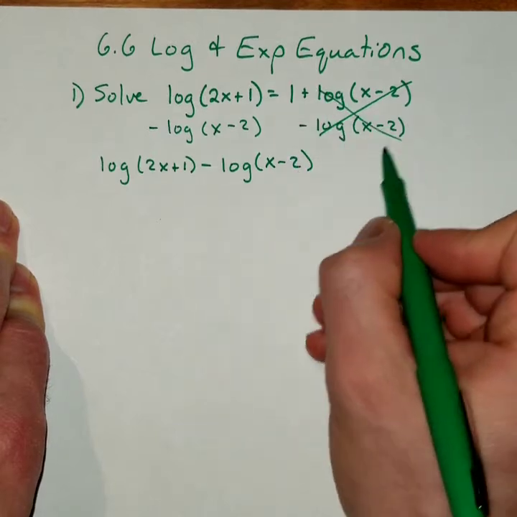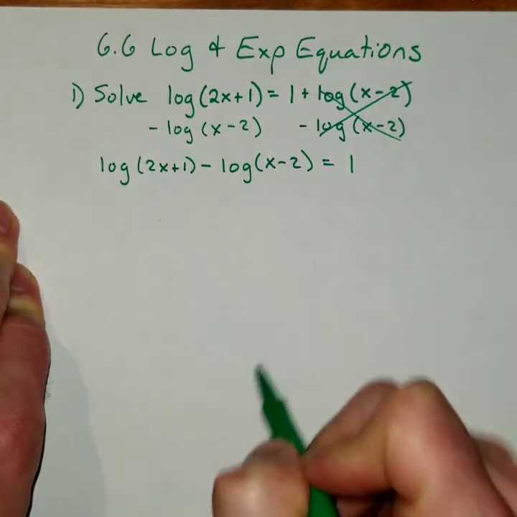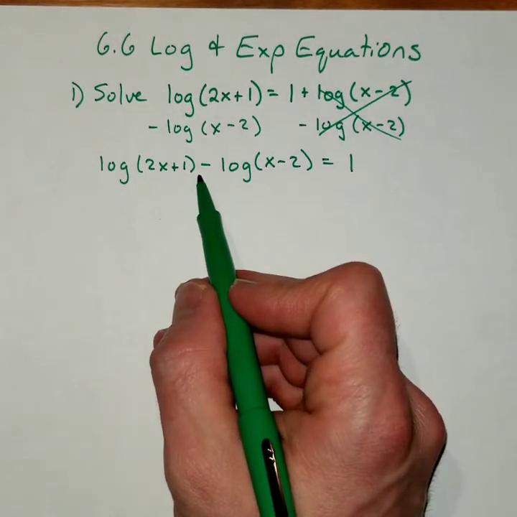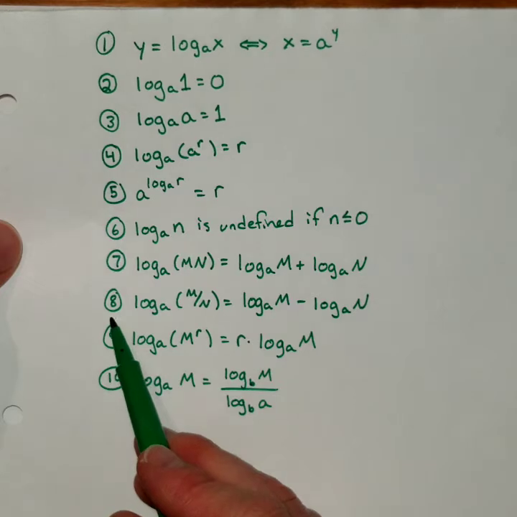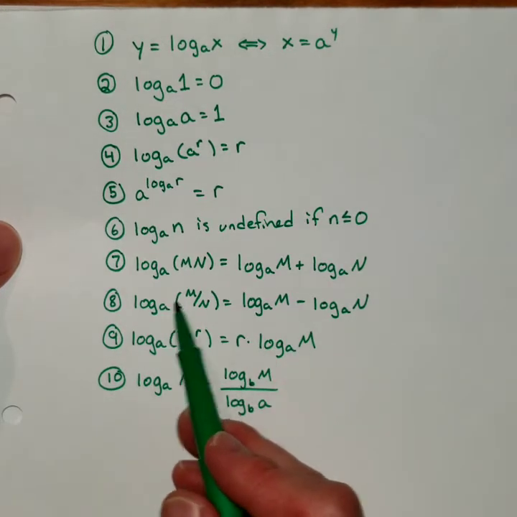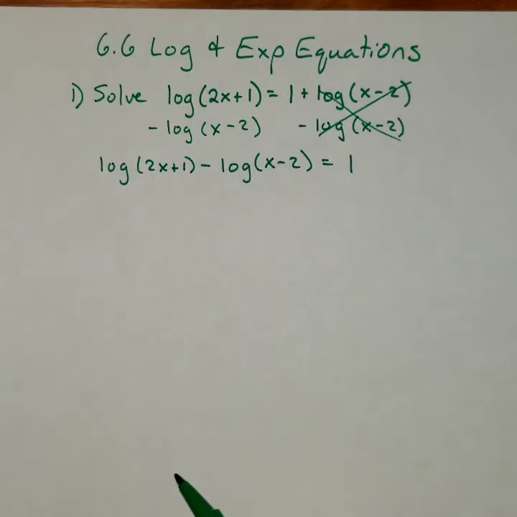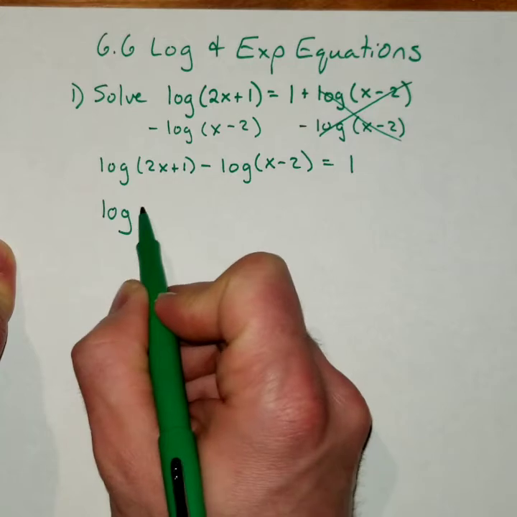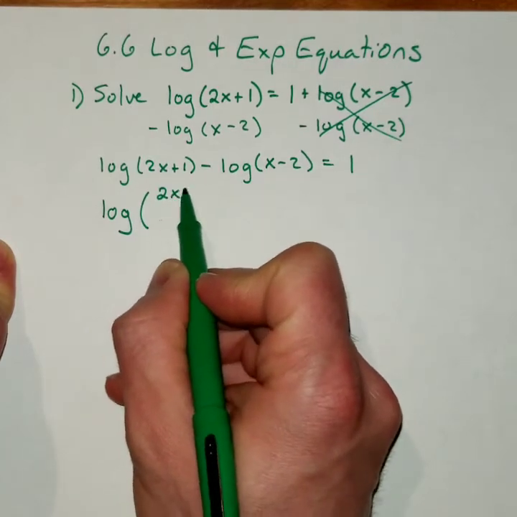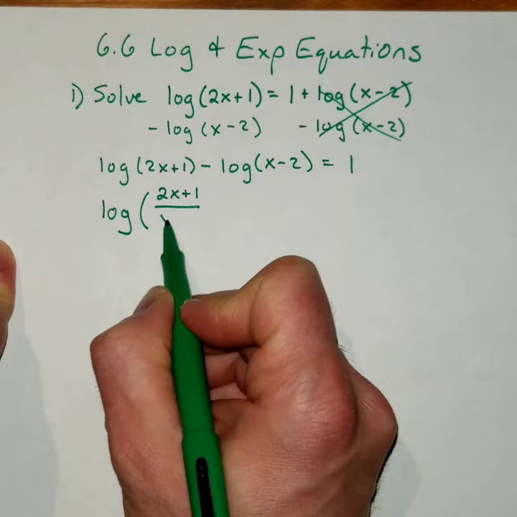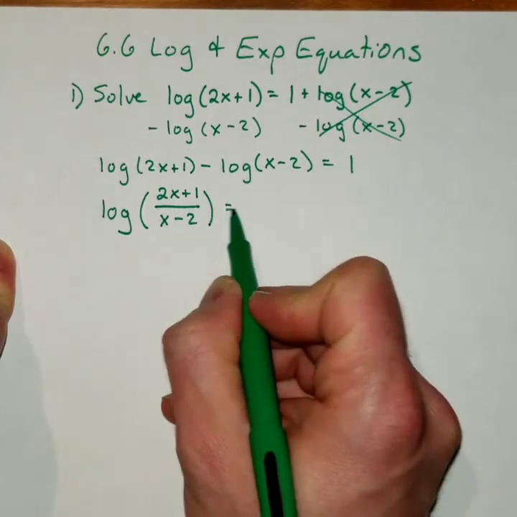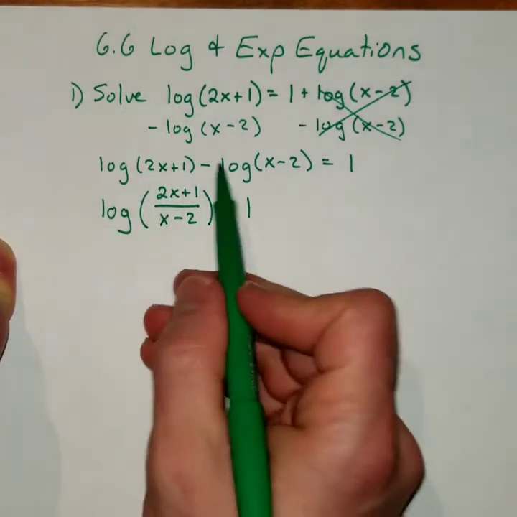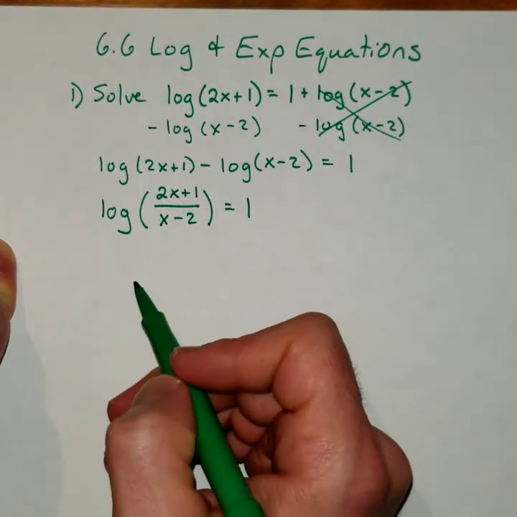The logs cancel out on the right side, and so I'm just left with the 1. Now here I have a subtraction, and the difference of 2 logs, according to property number 8, is the log of the quotient of the arguments. So I'm going to combine those using property number 8 and call it the log of 2x plus 1 over x minus 2. Okay, so that's property number 8. Allows me to combine or simplify the 2 logarithms.